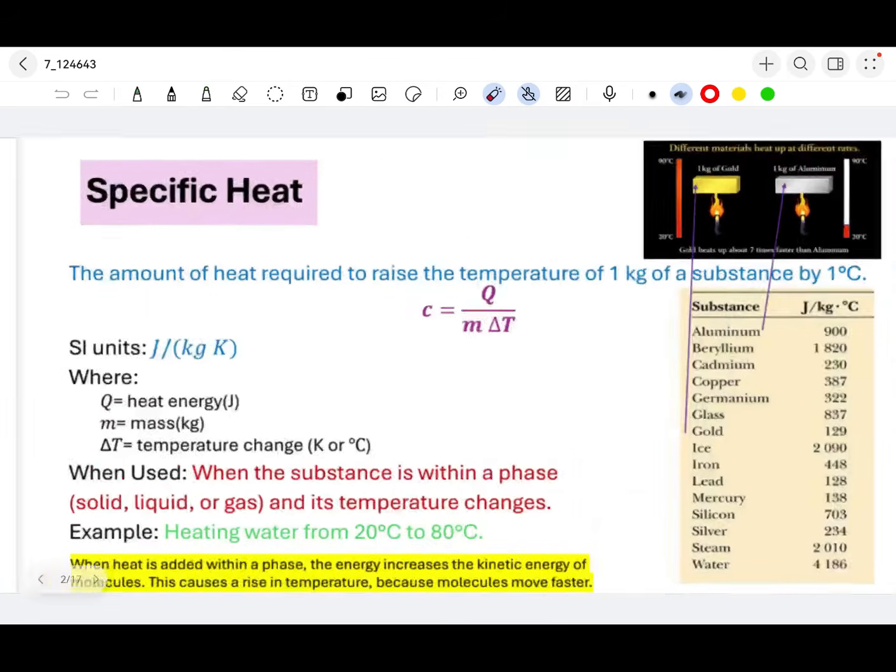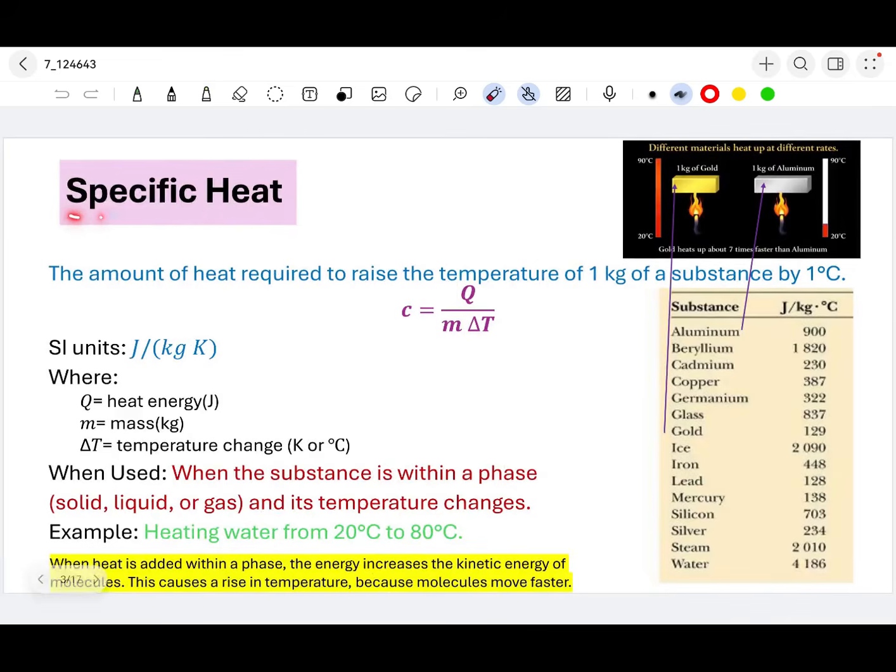Okay, next, specific heat. What is specific heat? Specific heat means it is the amount of heat required to rise the temperature of 1 kilogram of a substance. Usually I remember, whenever specific comes, I remember 1 kilogram. This is my habit to remember. Specific heat means it is the amount of heat energy required to rise the temperature of 1 kilogram of a substance by 1 degree Celsius. We represent the specific heat with the letter C.